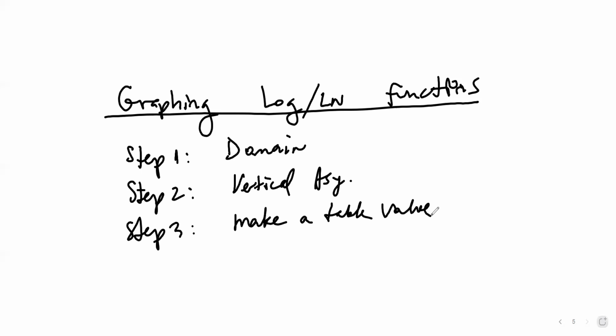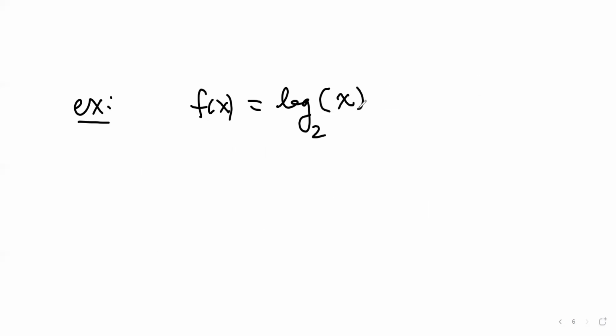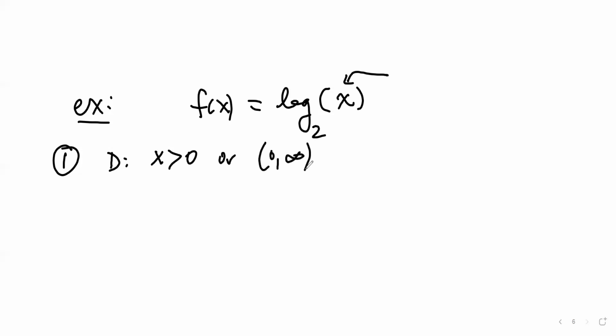The graphing techniques, the transformation techniques, can also be applied. Let's start with the simple log function, log base 2 of x. I'm going to graph this. First I'm going to find the domain. The domain will be input bigger than 0, and the input is x, so x is strictly bigger than 0, or I can say from 0 to infinity. The vertical asymptote is just going to be input equal to 0, so x equals 0.